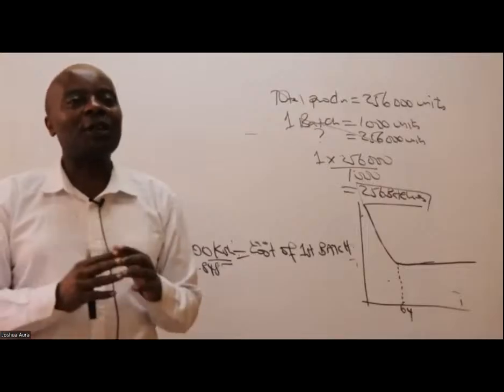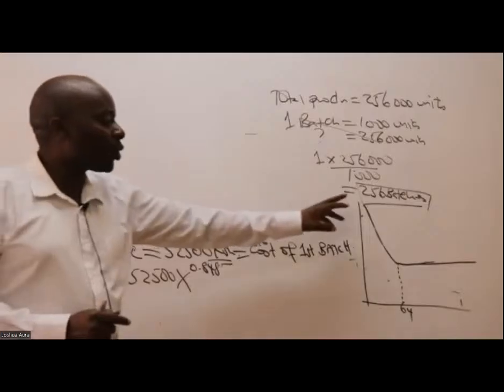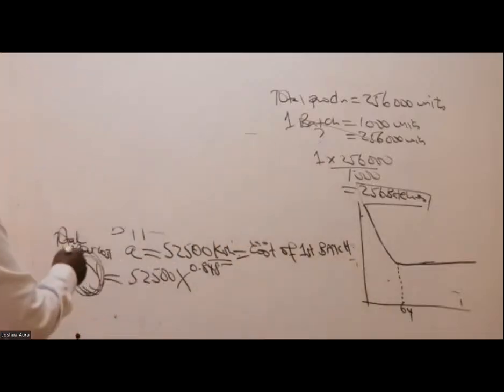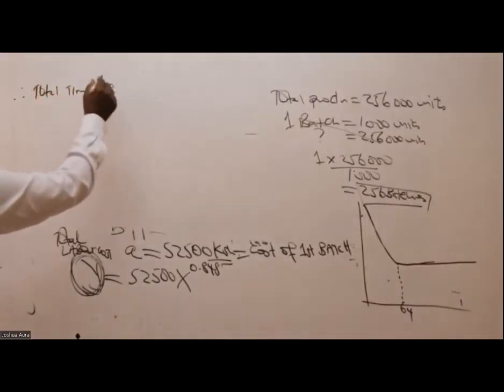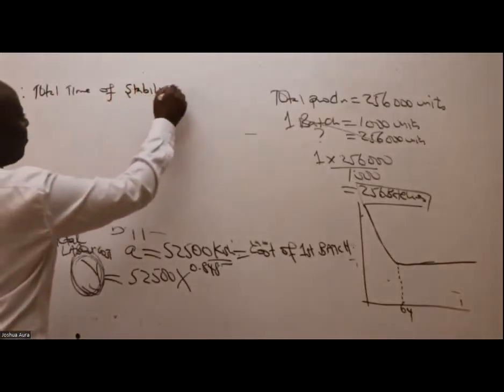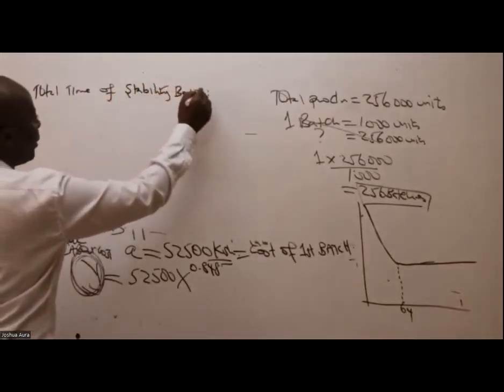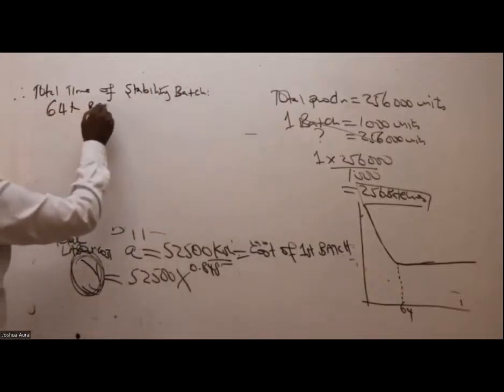So it means, ladies and gentlemen, straight away that we can only use the learning equation up to batch number 64. Therefore, what is the total time of the stability batch, which is the 64th batch? Very interesting. 64th batch.